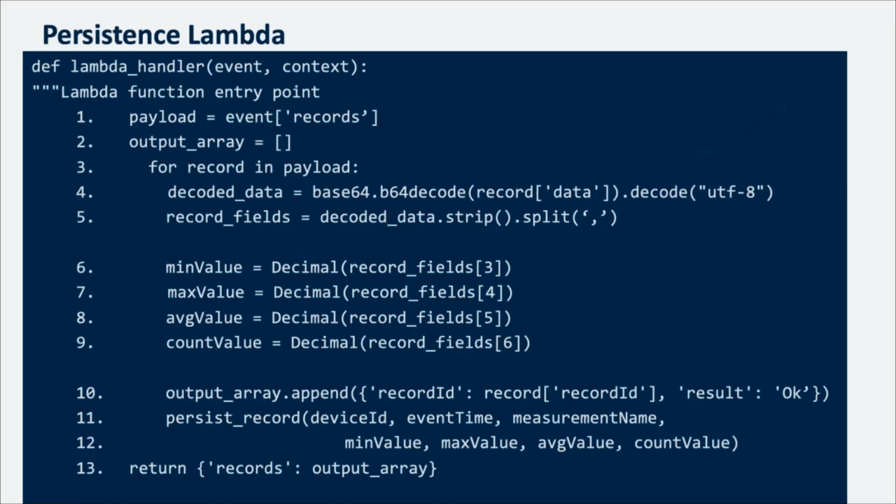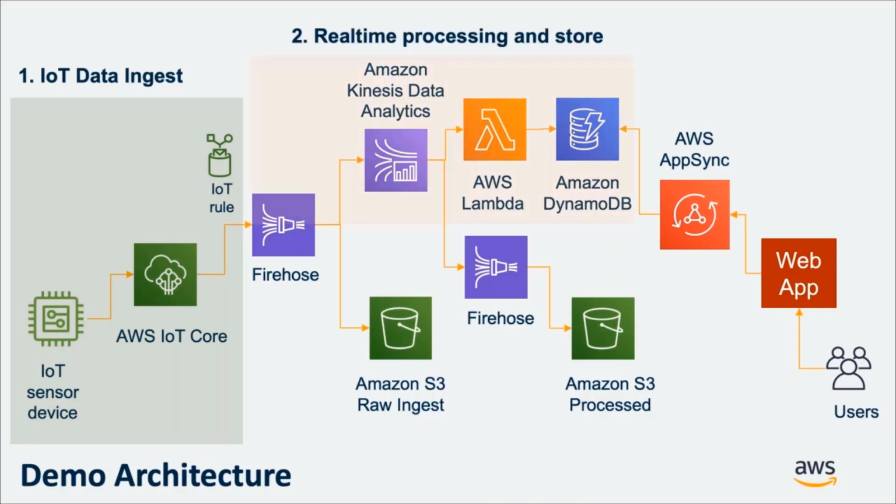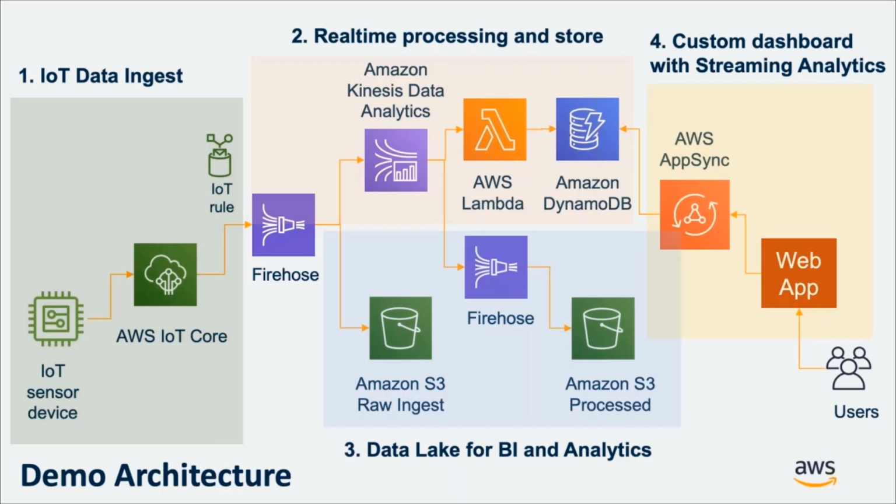And then finally, wrapping this whole thing up, we are going to have a demo architecture that we're going to present to you. This is a combination of a few scenarios that we demonstrated. It uses a custom dashboard, a streaming analytics path, as well as a cold data path, so you have a data lake in there as well. The first component is the IoT data ingest. The second component is the real-time processing and the storage. The third component is the data lake for BI and analytics. And the fourth component is the custom dashboard with streaming analytics.